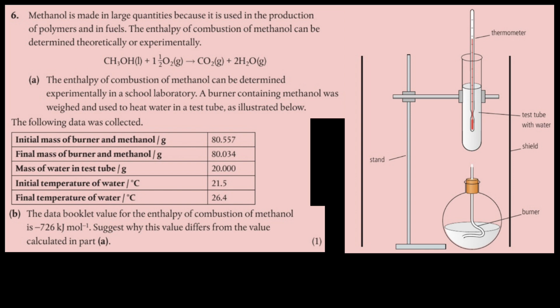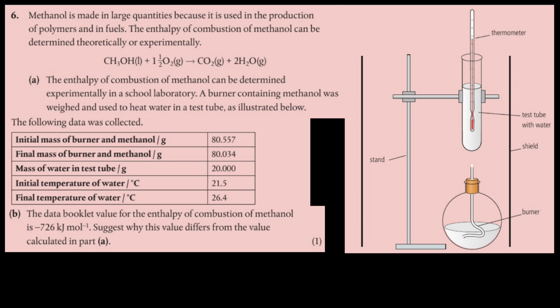B says the data booklet value for the enthalpy of combustion of methanol is negative 726 kilojoules per mole. Suggest why this value differs from the value calculated in part A, which was negative 36.1 kilojoules per mole. So our experimental value for the enthalpy of combustion was much less exothermic than the data booklet value, and that is going to be because of several factors.